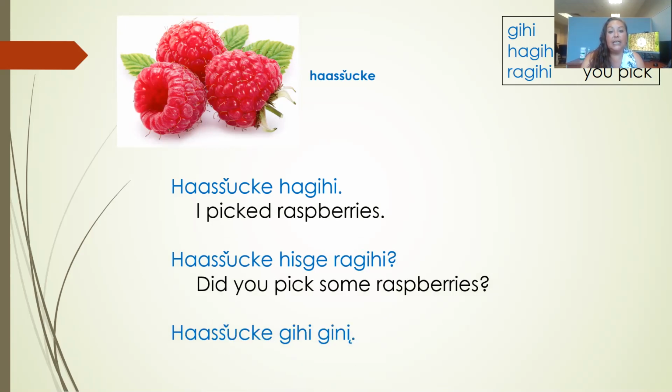Finally, hashuchke gihi guinea. Do you remember what guinea is? Who are we talking about? Look at the verb. It's gihi all by itself. It means we're talking about a third person, he or she or it. He picked raspberries already. The word guinea means already.